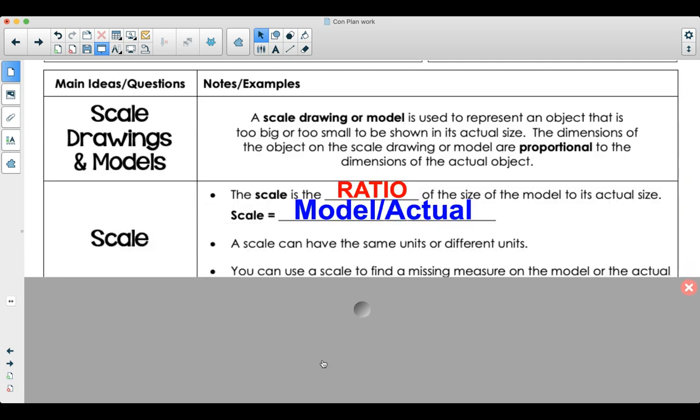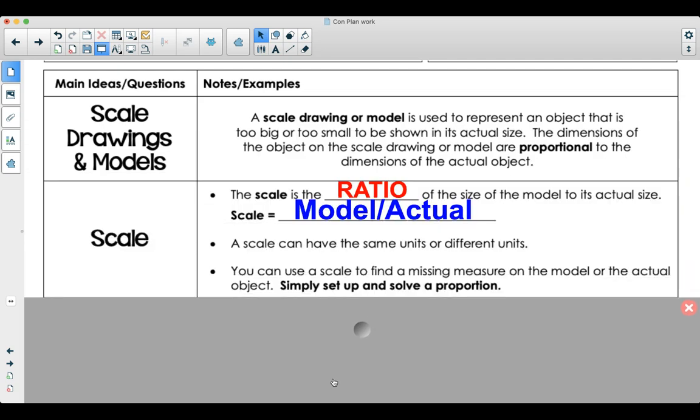So, what we're going to do today is this thing called scale drawings or models. Basically, a scale drawing is used to represent something that is too big or too small in actual size. Like a map has a little scale or a key at the bottom of it to basically say that 1 inch is equal to a certain amount of miles. It's the same type of thing. We're going to use this scale to represent and solve problems.